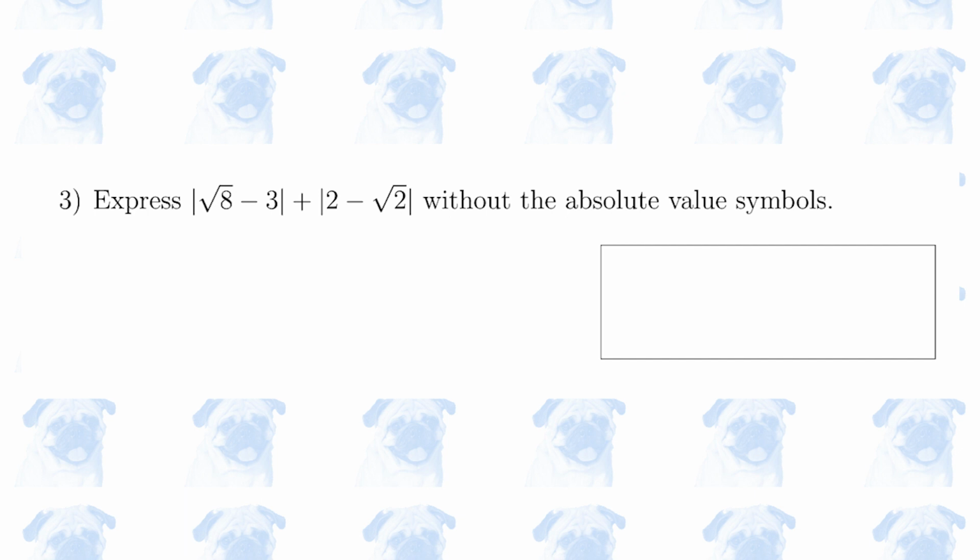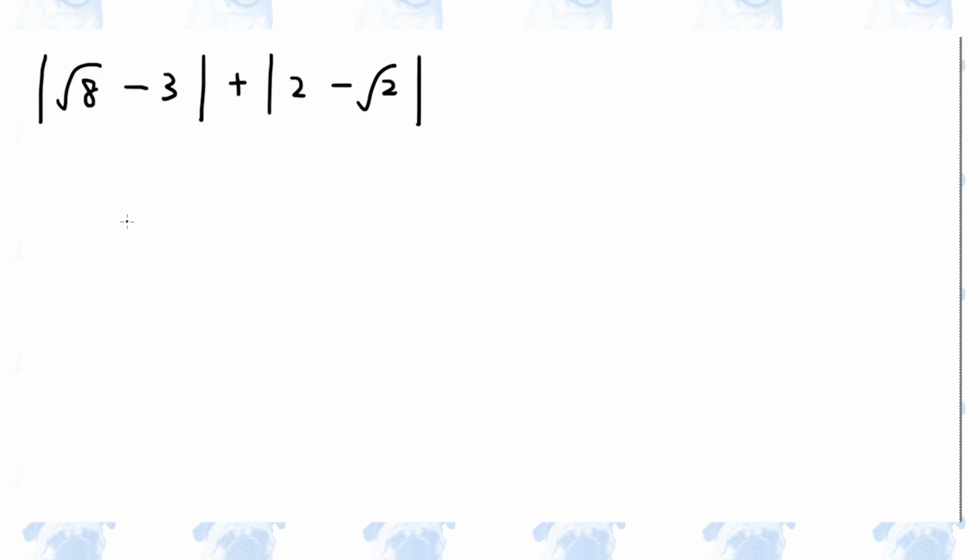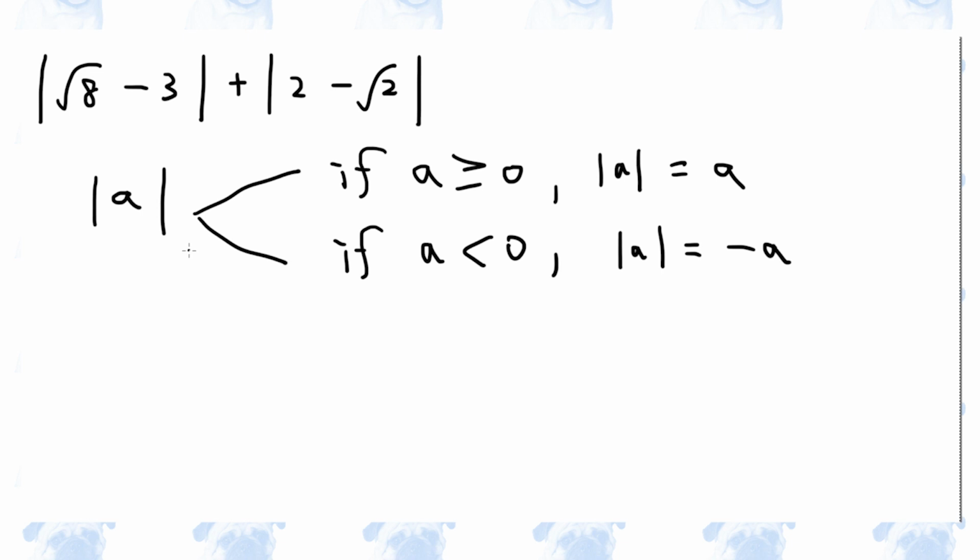Section 1, Number 3. Recall the definition of absolute values. Given the absolute value of a, if a is greater than or equal to 0, then the absolute value of a is a. If a is less than 0, then the absolute value of a is minus a. So we basically have to find out whether these two parts are greater than or less than 0.